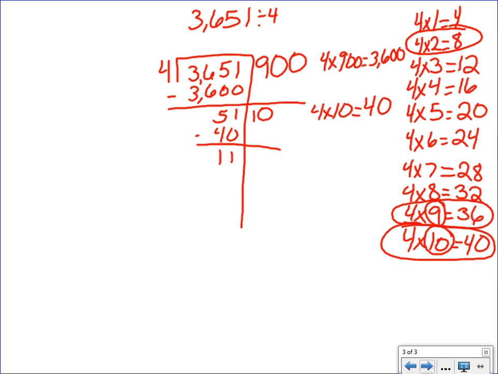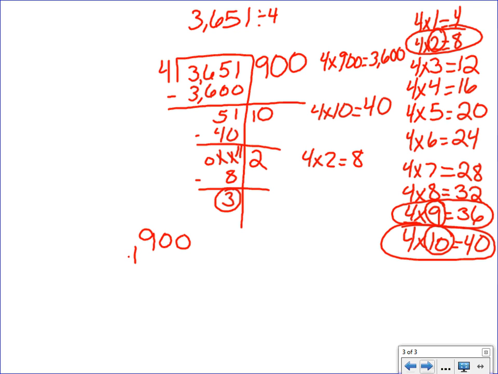I'm going to circle that multiplication fact, circle the 2. I'm going to do 4 times 2, which is 8. And I'm going to subtract 8, which leaves 3, my remainder there. I'm going to add up the 900, the 10, and the 2.